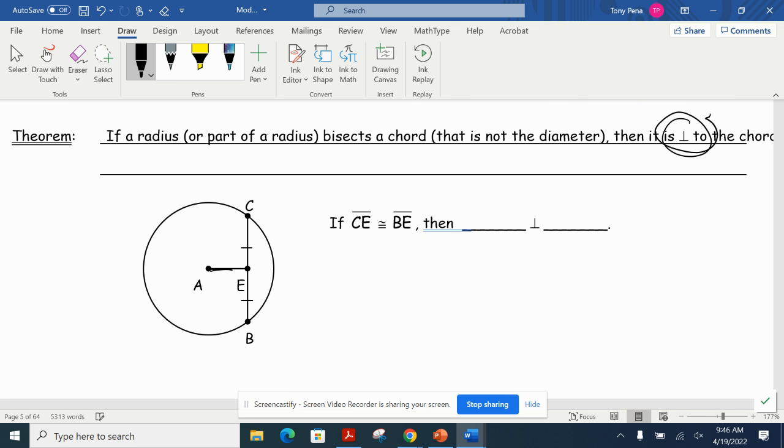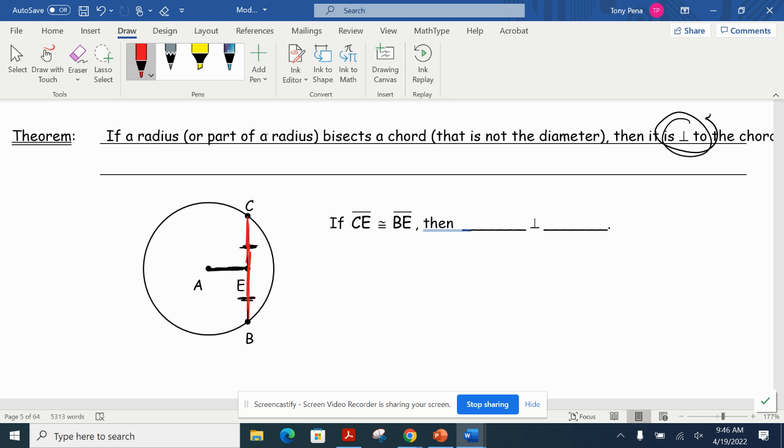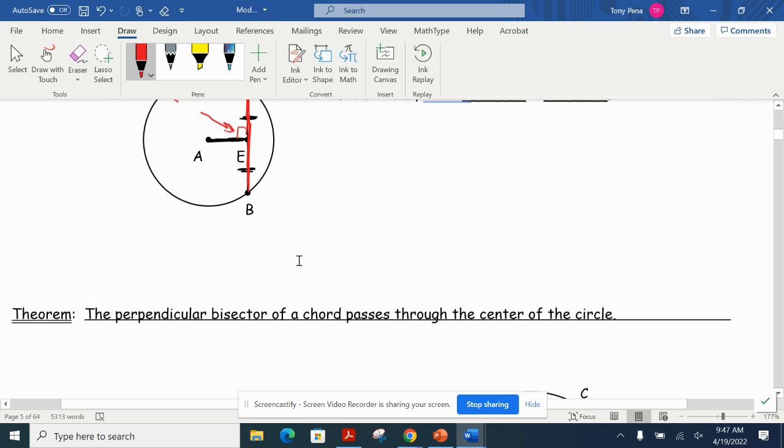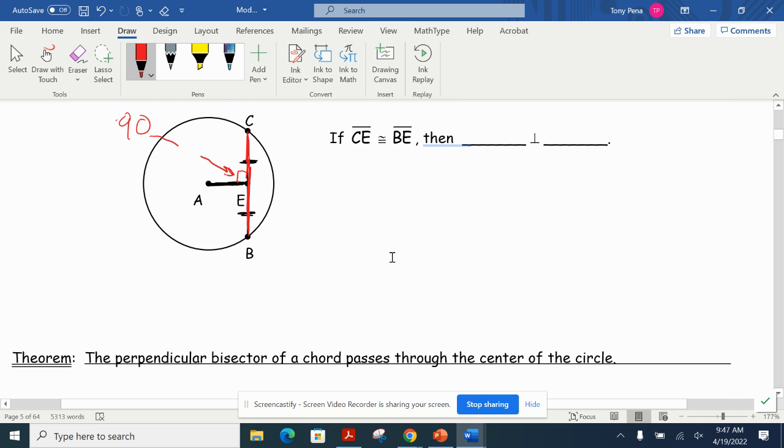So here is either the radius or part of our radius. It is bisecting the chord. So this would be our chord. Because we know that that is bisecting the chord, that then guarantees us that this angle right there is for sure a 90-degree angle. All right, so this is perpendicular. All right, so really those theorems go hand in hand. One is just the converse of the other. And then the third one, and we'll do some of these, the perpendicular bisect of a chord must pass through the center.